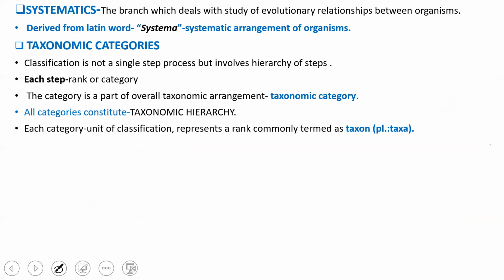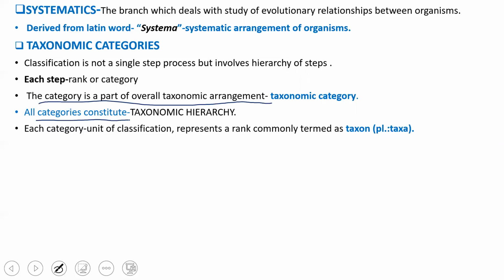So what is a category? How do we define a category? Category can also be called rank. So each step is called a category, or it is also denoted as rank. Category is a part of the overall taxonomic arrangement, which we'll be understanding. That is called a taxonomic category, and all categories constitute the taxonomic hierarchy.